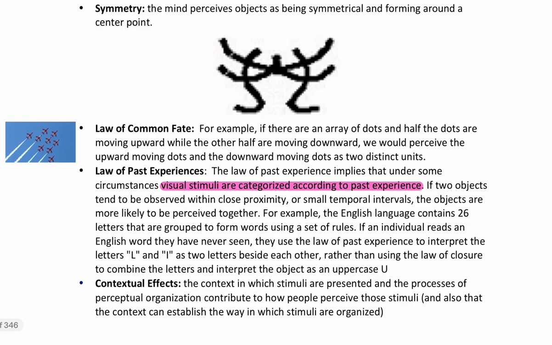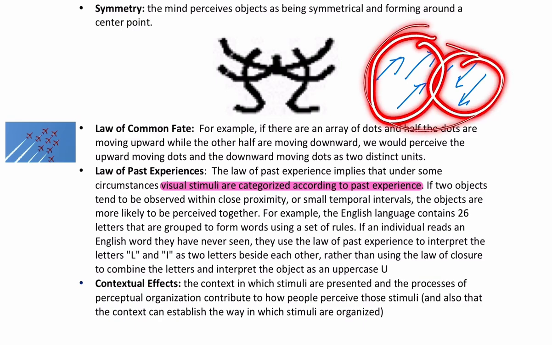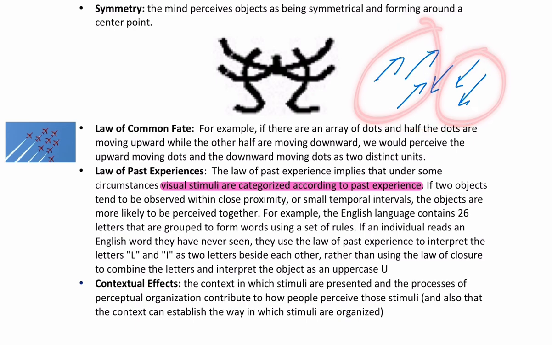Next is the law of common fate. The law of common fate refers to being able to see things that are moving together as a unit. Here, for example, if there is an array of dots and half the dots are moving upward while the other half are moving downward, we would perceive the upward moving dots and the downward moving dots as two distinct units. If we see some groups of dots going up, and another group going down, we perceive them not as one group, but as two different units, because one is going one way and one is going the other.